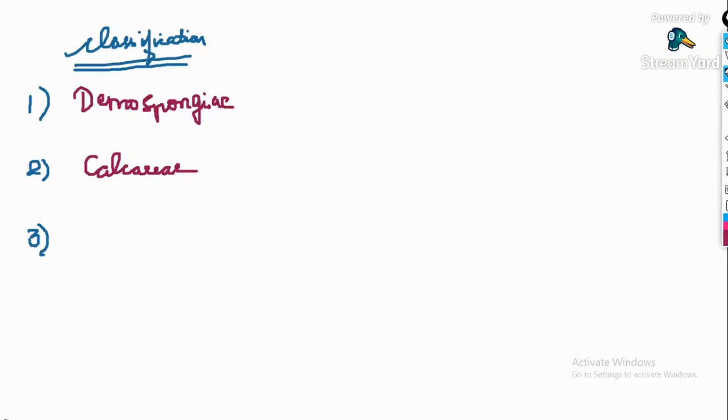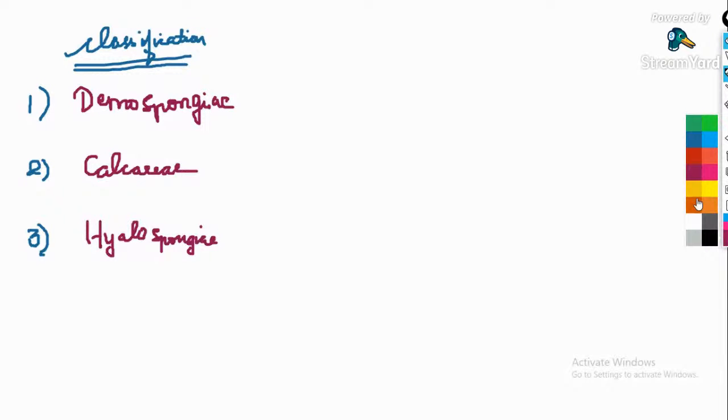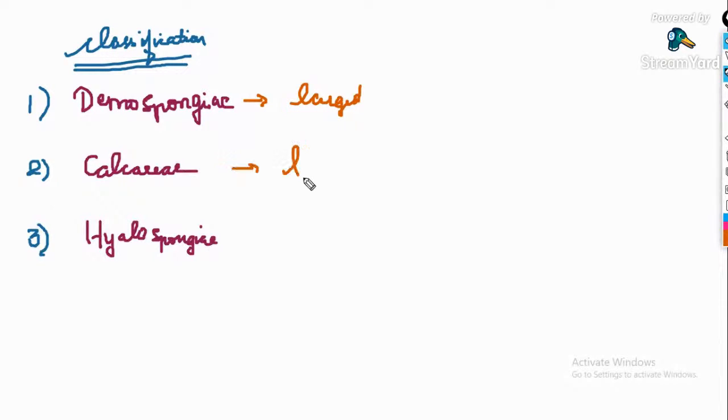Okay, the last one is the Hexactinellida. Is that clear? Demospongiae, Calcarea, and Hexactinellida. So the Demospongiae is the largest class. Calcarea is also known as the limy sponge, and Hexactinellida is also known as the glass sponge.